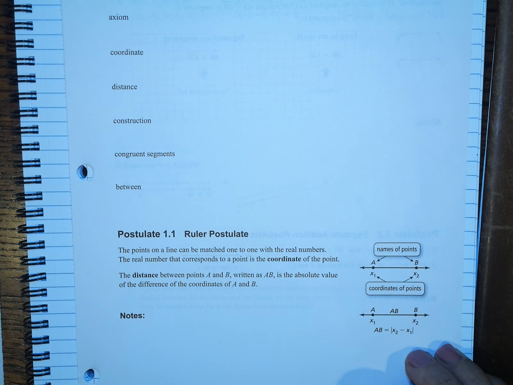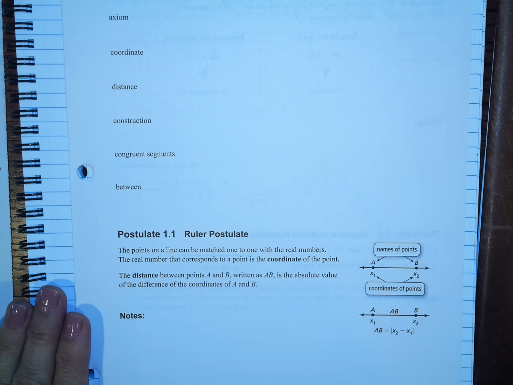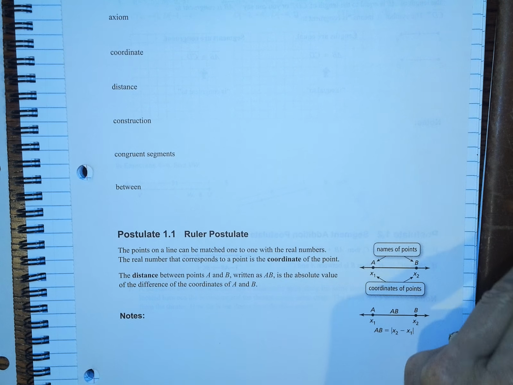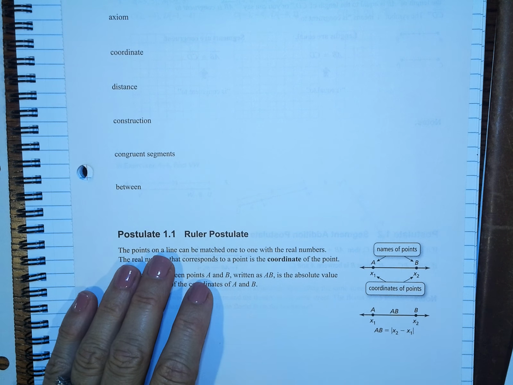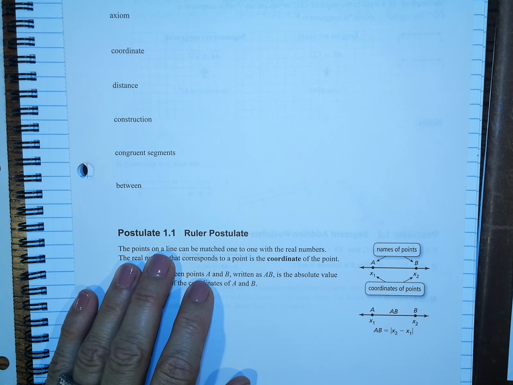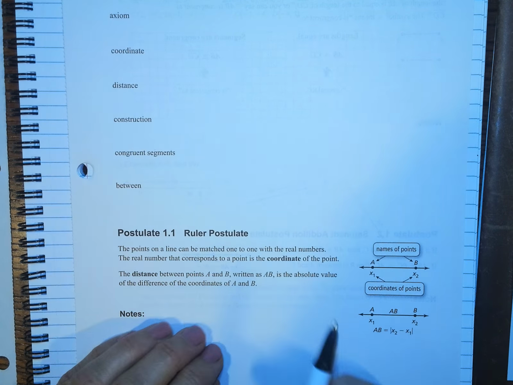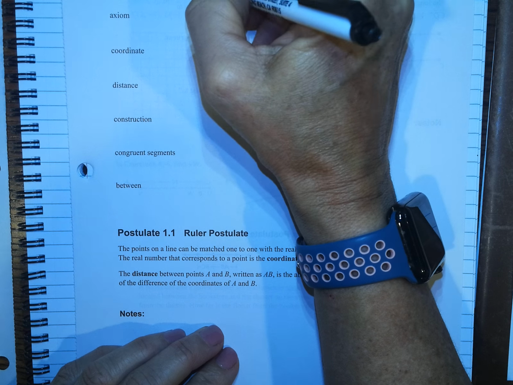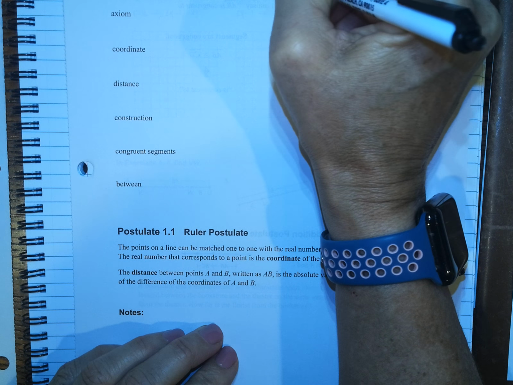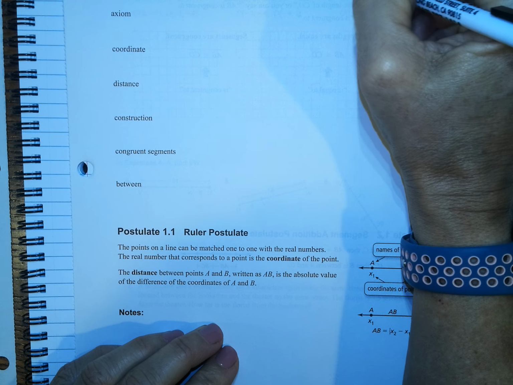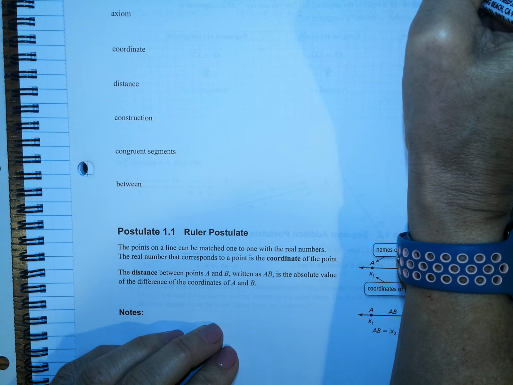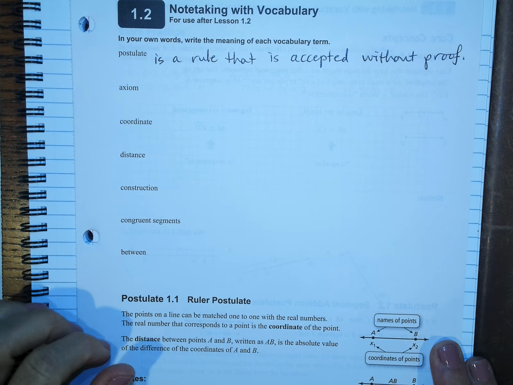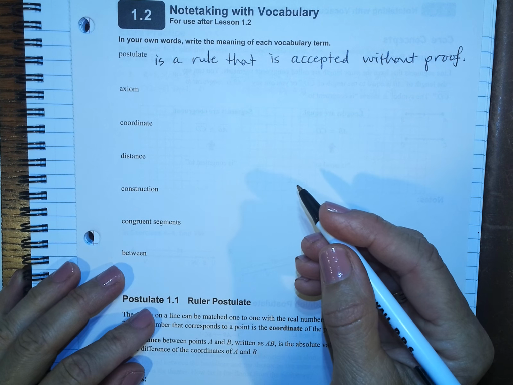Okay, so let's talk about our vocabulary. Again, page 8 is also exploration. We're not going to do that right now. But we are going to talk about what is a postulate? What is an axiom? Again, these are in that vocabulary Quizlet that I gave you. Okay, but an axiom, I should start with postulate. A postulate is a rule that is accepted without proof. We all agree that that postulate is true, a rule that is accepted without proof.